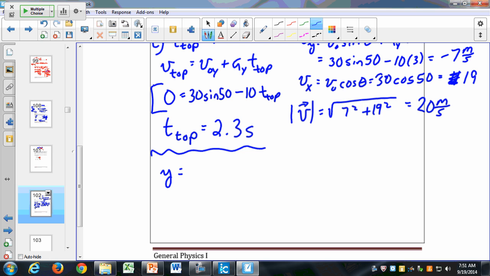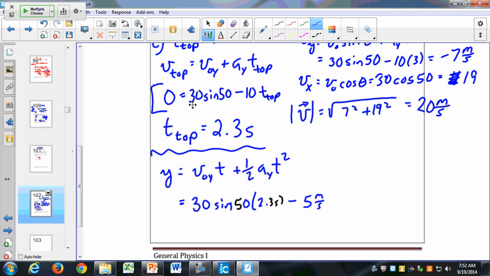So I use my y function, v naught y t minus 1/2 g t squared. And if I plug in my numbers here, I get 30 sine 50 times 2.3 seconds minus 5, that's 1/2 of 10 times 2.3 squared, and that gives me what?